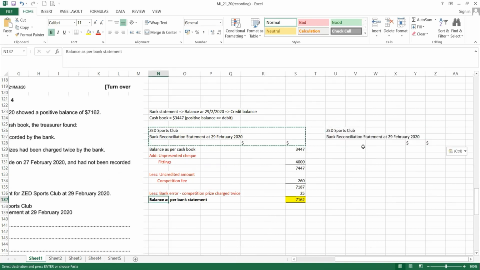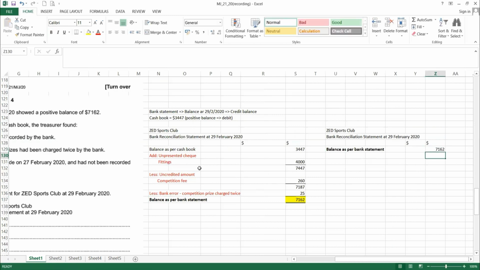If you want to start from the bank statement, this amount 7,162. In this situation, you should add. It's just like using the mathematic way to do the question, uncredited amount. So this competition fee should be added because this is sent from the cash book point of view. You do this recording.